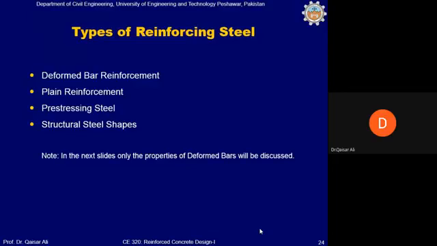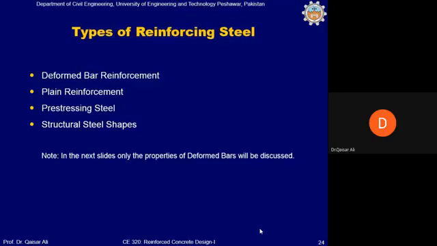There are four different types of reinforcing steel, according to the shape in which they are available and the strength they are available in. There is deformed bar reinforcement. This is the most common bar that you see every day in construction projects. There are projections around the bars. These are called deformations, and these projections basically help the bonding of the steel bar with concrete.